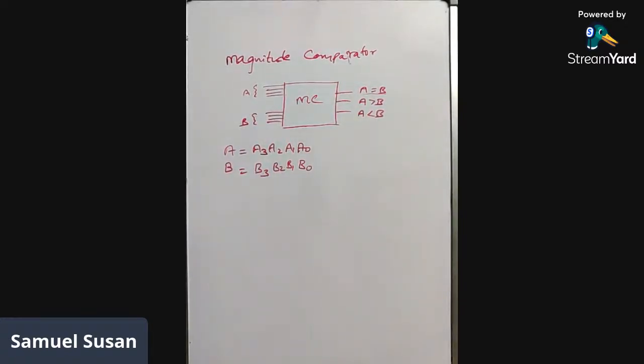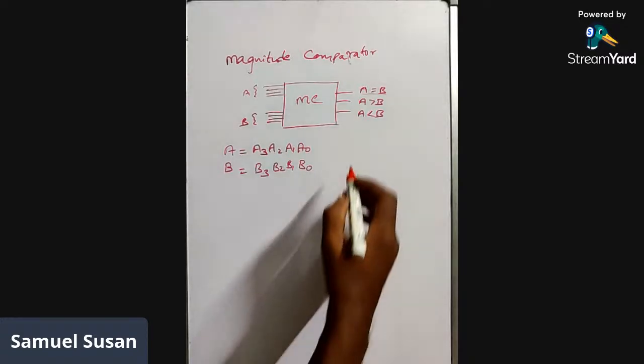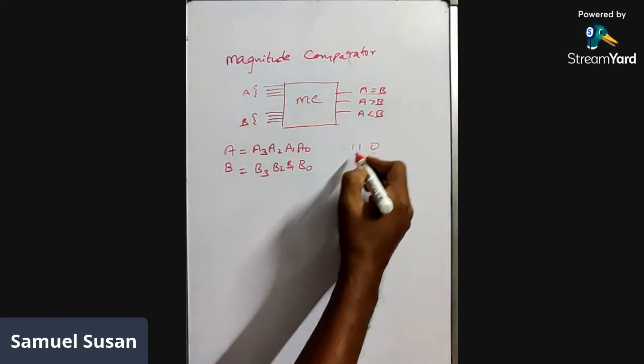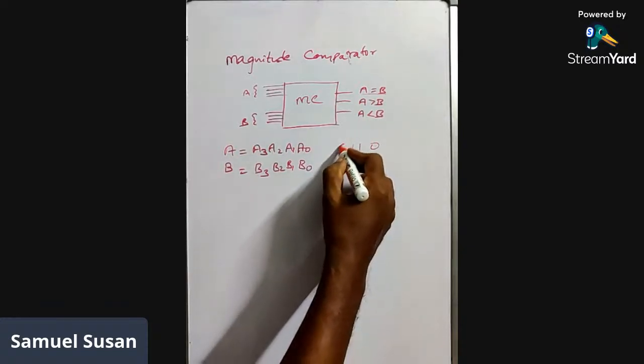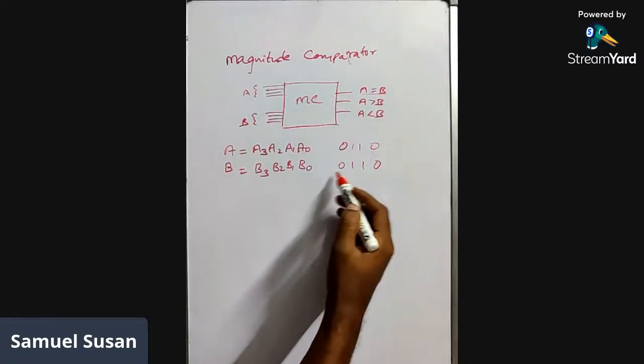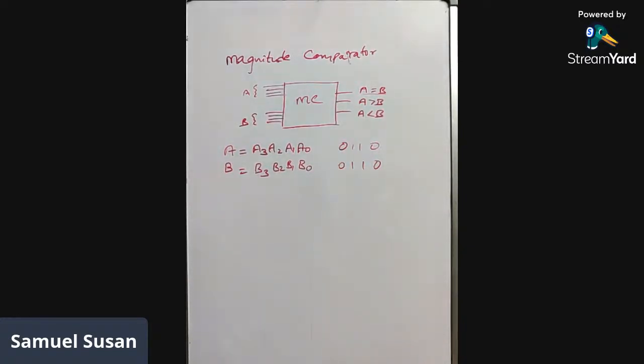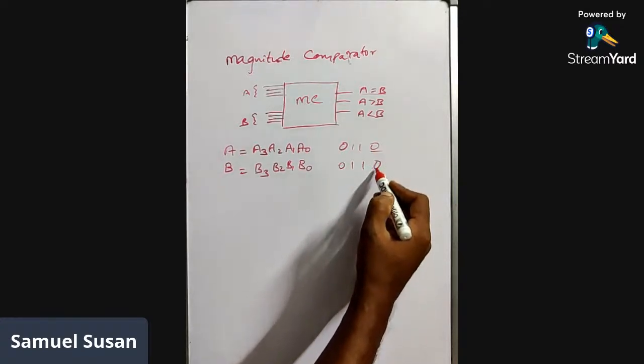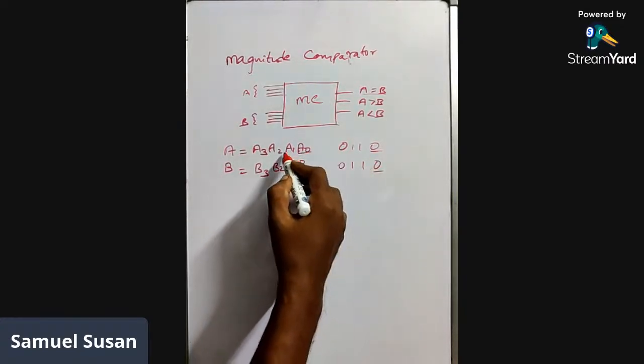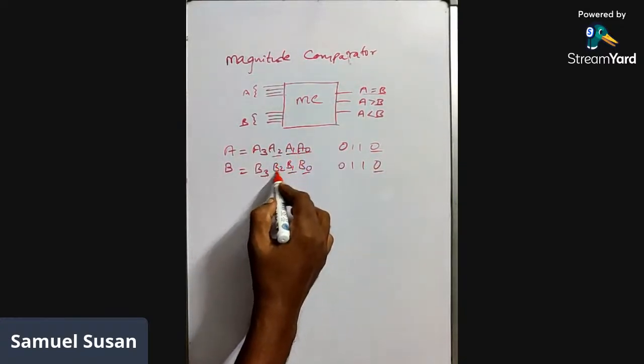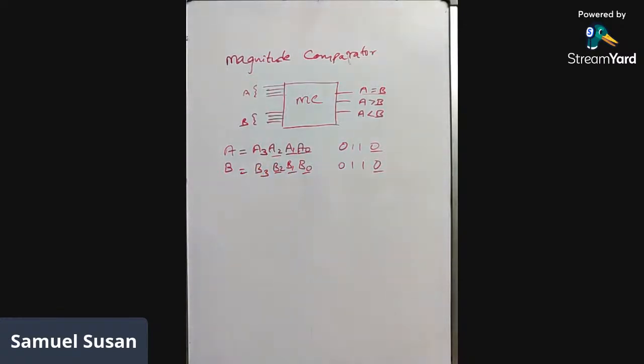So how are you going to compare these? First, for example, if A and B are equal, assume both should be equal. For example, if you take 0, 1, 1, 0 for both A and B, these are equal. That is, each bit should match: A0 should be equal to B0, A1 equal to B1, A2 equal to B2, and A3 equal to B3. That is, these two should be either both 0 or both 1, and again, these two should be either both 0 or both 1.